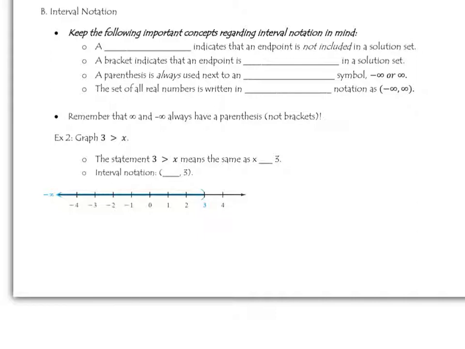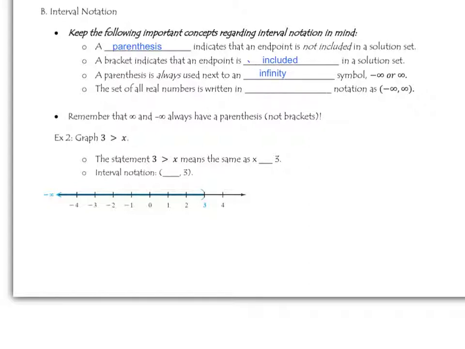So when we're talking about interval notation, we are using the following concept. A parenthesis indicates that the end point is not included in the solution set. A bracket indicates that the end point is included. A parentheses is always used next to an infinity symbol, either negative infinity or positive infinity.